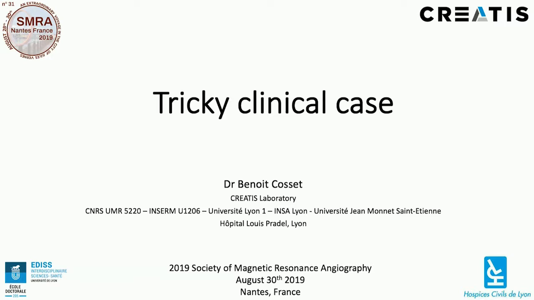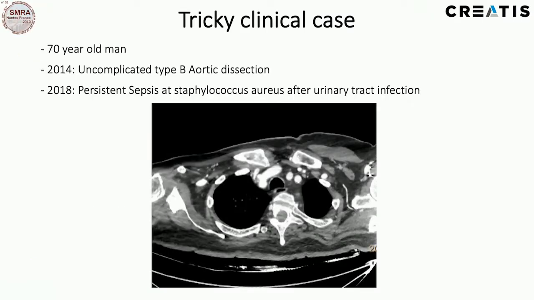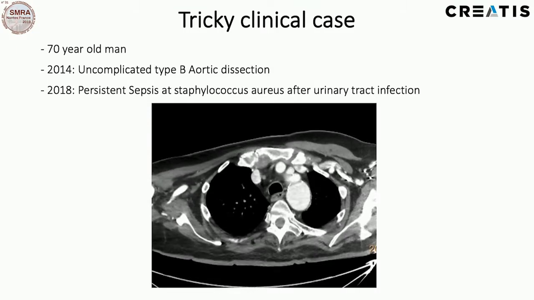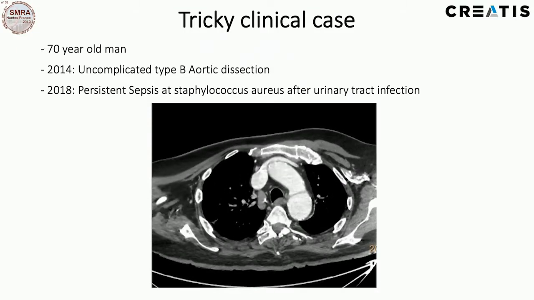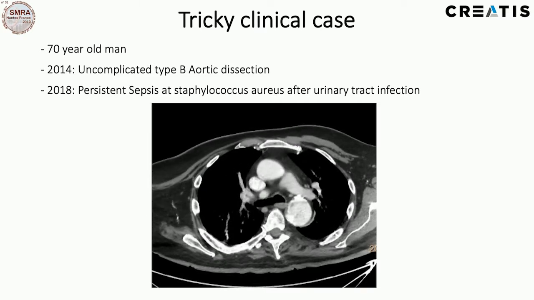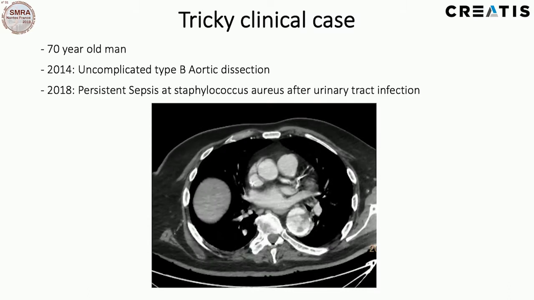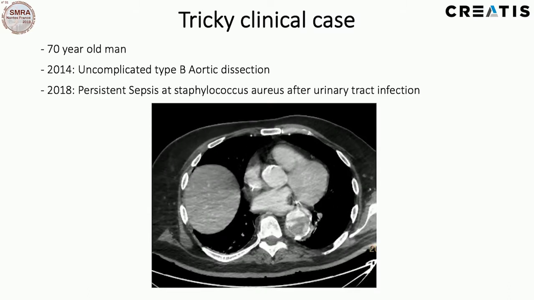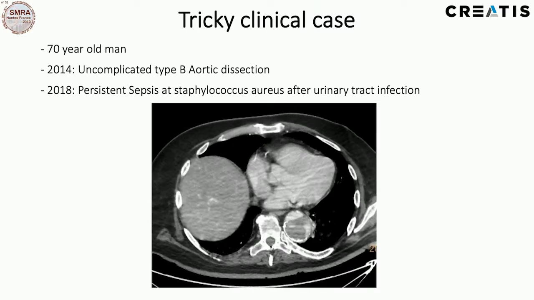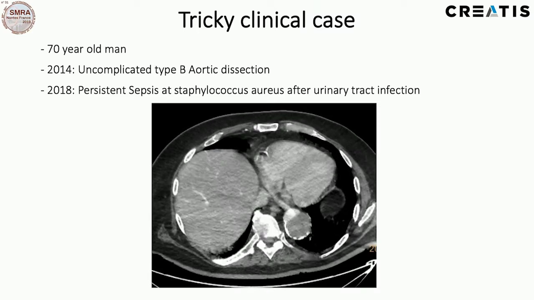Hello, everybody. I will present you the tricky clinical case of a 70-year-old man who presented in 2014 an uncomplicated type B aortic dissection, and 4 years after, he presented persistent sepsis with Staphylococcus aureus after a urinary tract infection. And after several positive hemocultures, we performed a CT. You can see there. And my question: what is your opinion and what is your diagnosis?